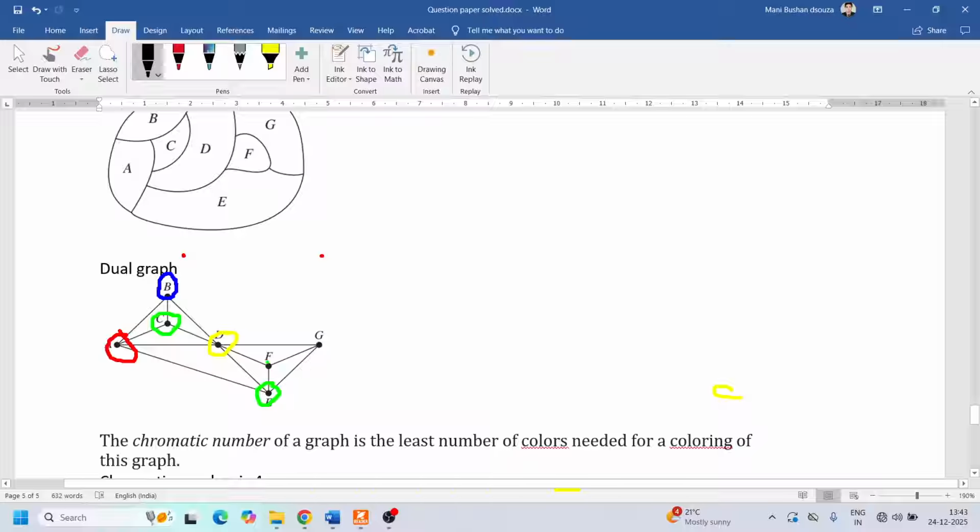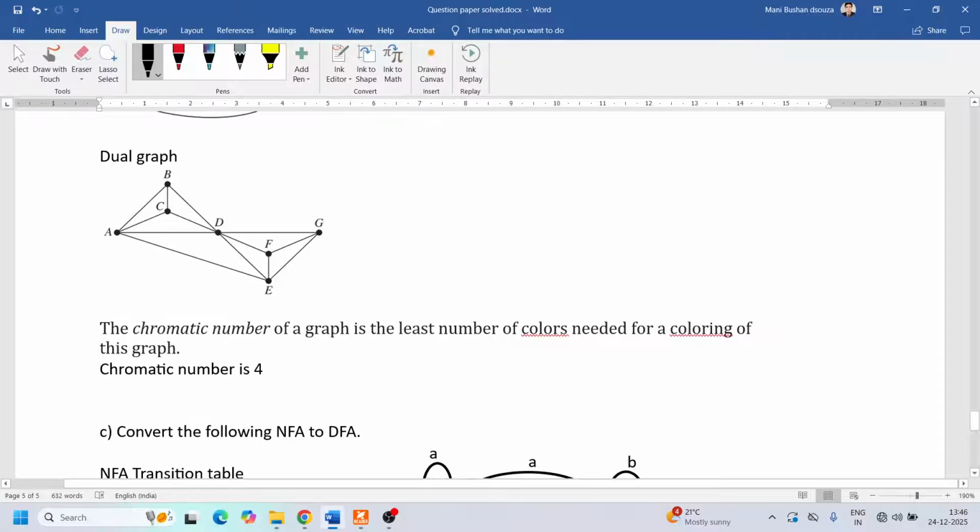Next one, you notice F here. F cannot be yellow in color. F cannot be green in color. I can take this one as red or blue or any other color, but not this one. Now coming to G, G cannot be yellow, G cannot be red, G cannot be green. I can take this one as a blue color. So you notice that the graph can be colored using only 4 colors, so that is why the chromatic number of this graph happens to be 4.